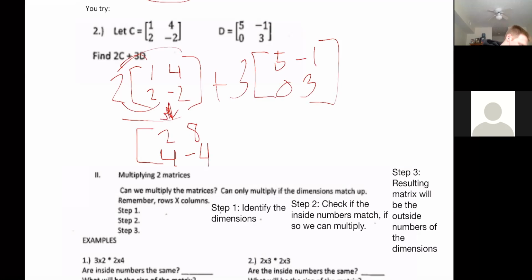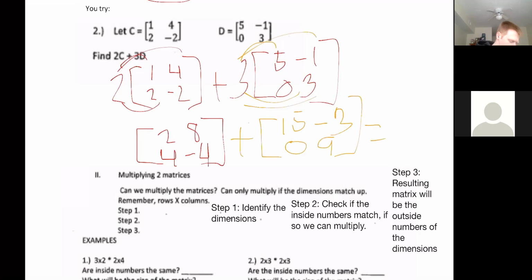Trying to draw an arrow. Okay, that's a fail. All right, no arrow. So that's our answer there.